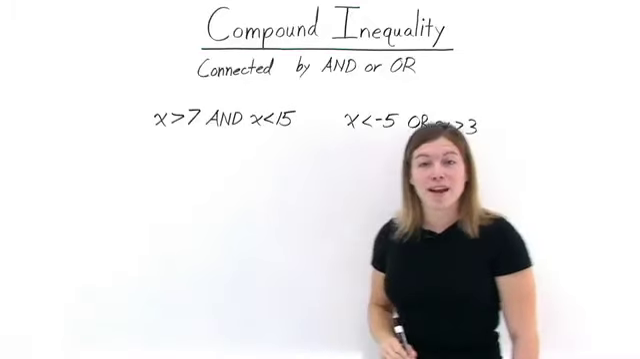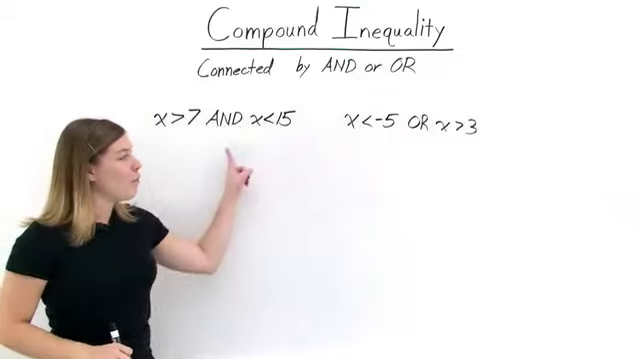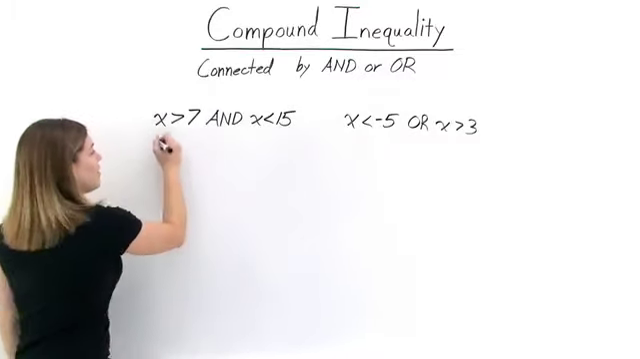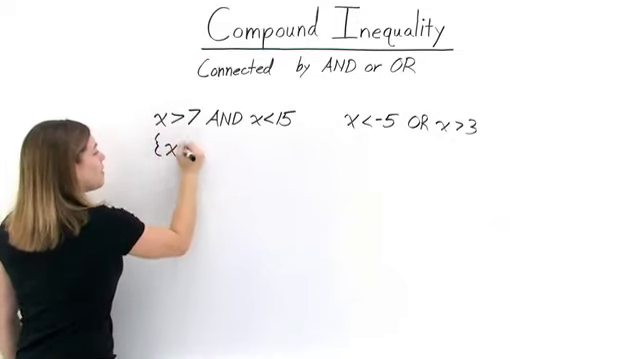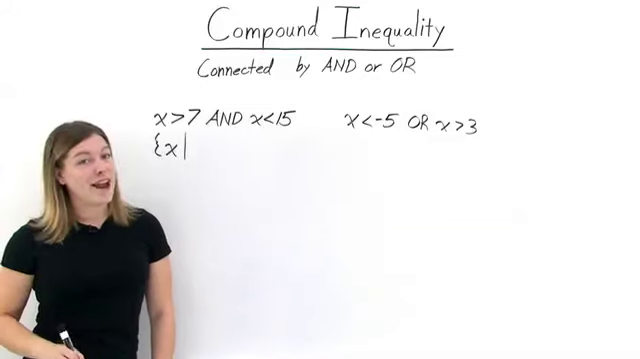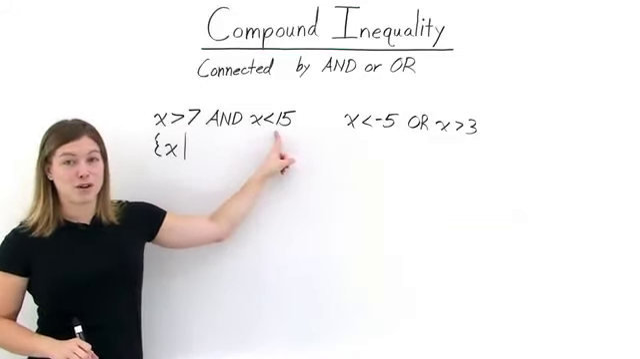Now we can also write compound inequalities in set builder notation. So let's take both of our examples and write them in set notation. To write something in set notation, we open up our set and write x and the vertical line that means "such that." Now, we could simply rewrite our statement to get the rest of our set builder notation.